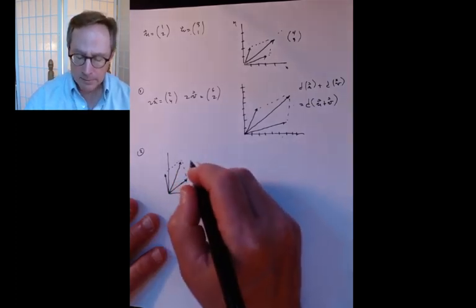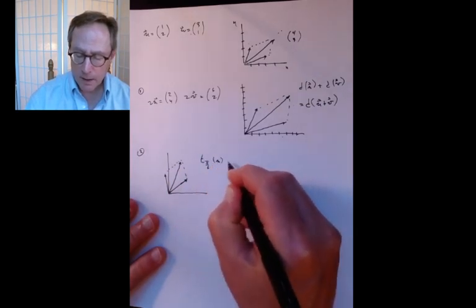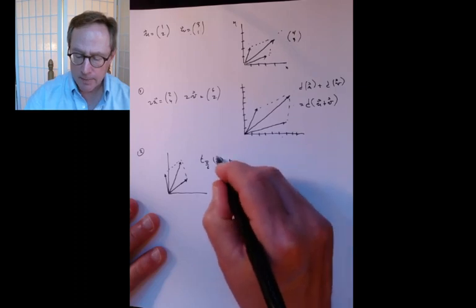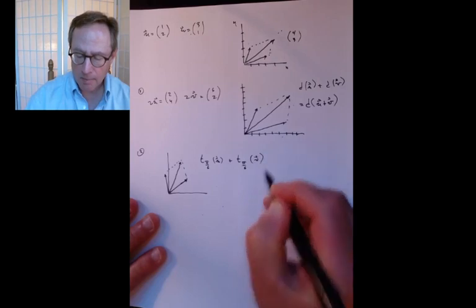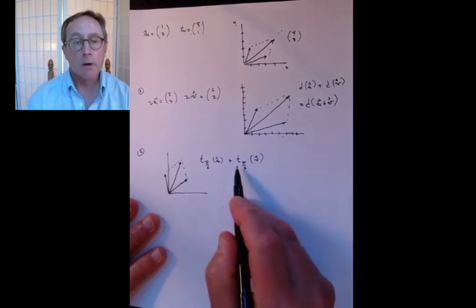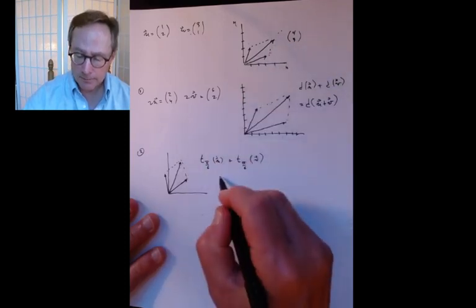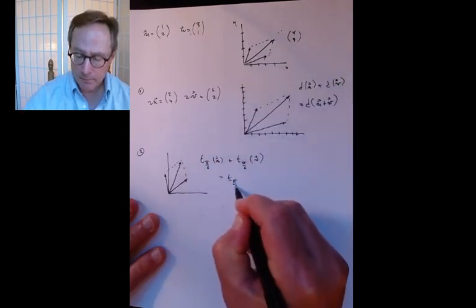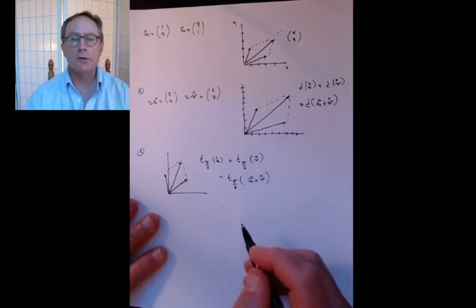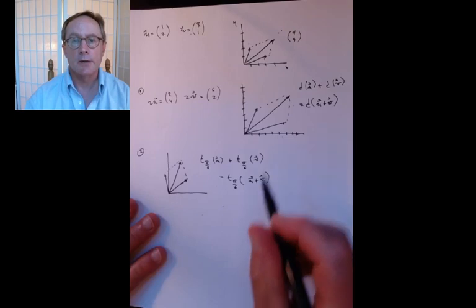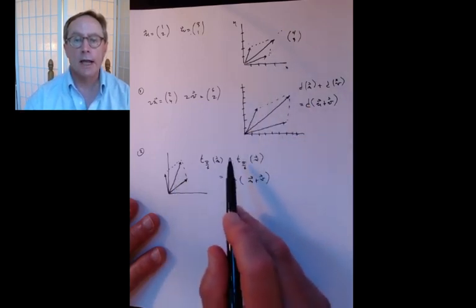So this is what happens if you rotate u and you rotate v, and you add. But it's also what happens if you add first and then rotate. Okay, so the geometry of preservation of addition is that you can add first and then rotate, or you can rotate first and then add. You'll get the same result.